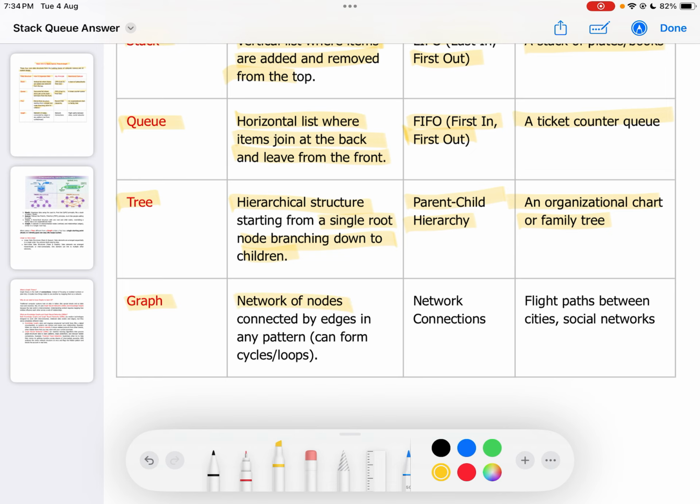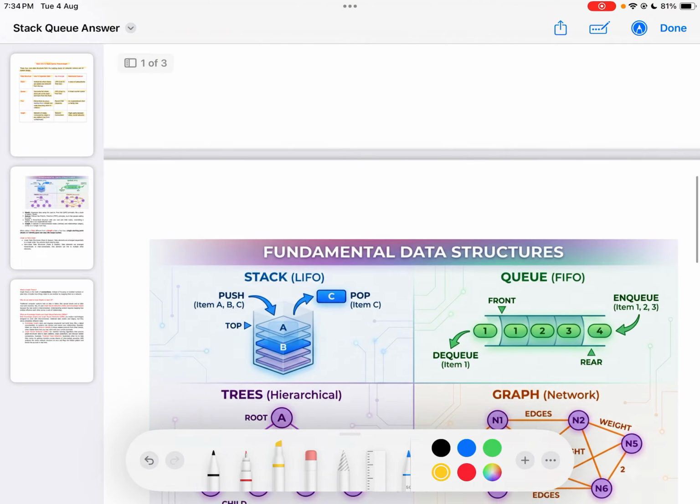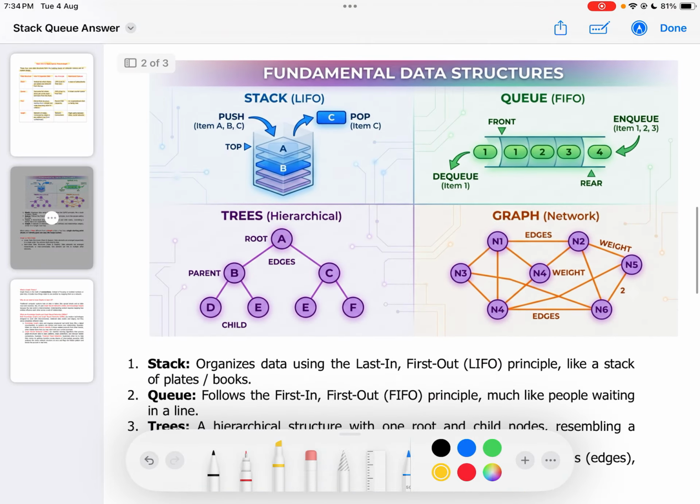Next is graph. A network of nodes connected by edges in any pattern. This is a graph. Network connections, how it's multiply connected, is shown in this graph. Okay, a flight path between cities and social networks are real world examples. Now, we will see this image, you will clearly understand.